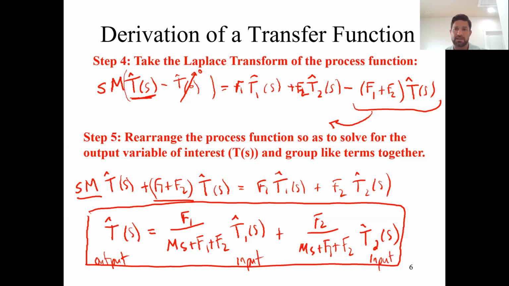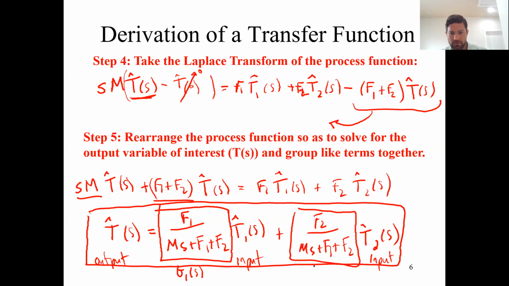Okay, so remember what we said is that a transfer function is the ratio of a single output to a single input. So if we look at what we have right here, this is now going to be our transfer function related to temperature 1, and this is going to be the transfer function related to temperature 2. So what this means now is, I'm going to write this up here, G1 of s equals the output, which is T of s, over the input, which is T1 of s.